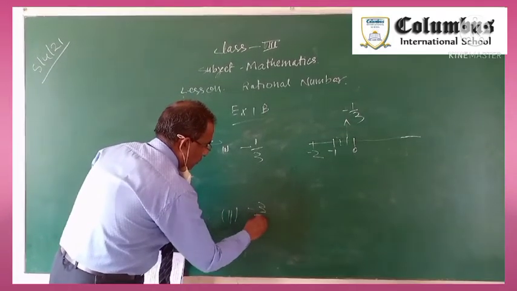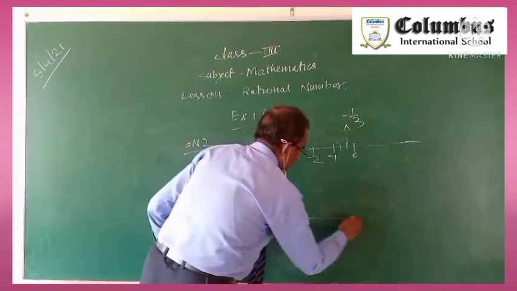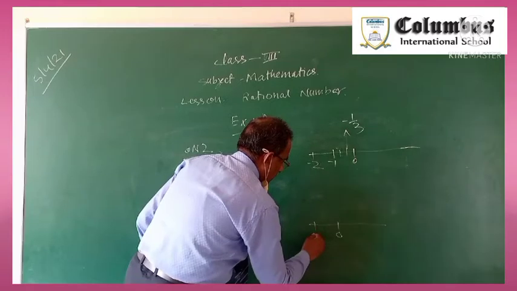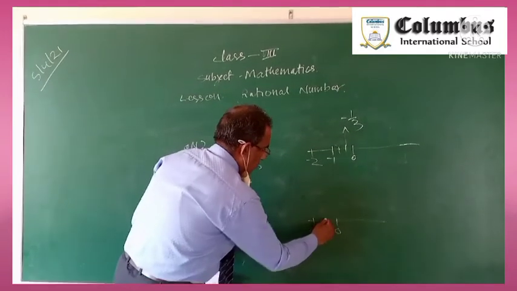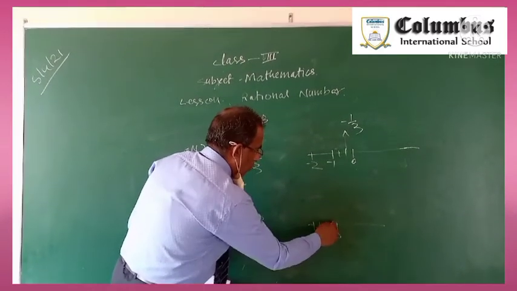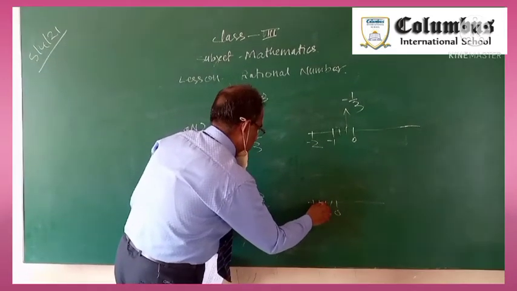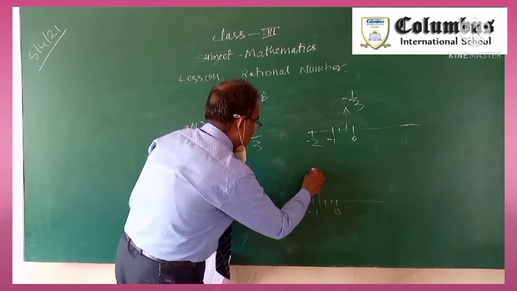Second, minus 3 by 4. We make a number line that is 0 and minus 1. Minus 3 by 4, we divide into 4 parts. 1, 2, 3. That gives 3 by 4. This number is called minus 3 by 4.